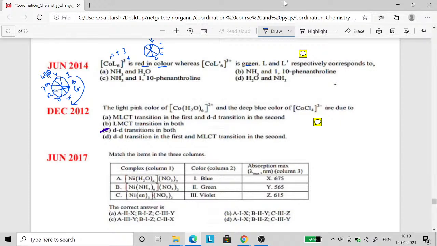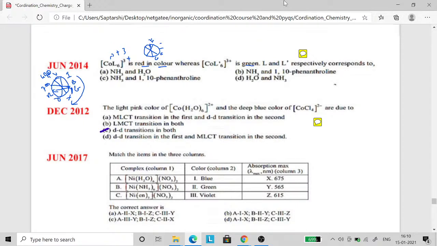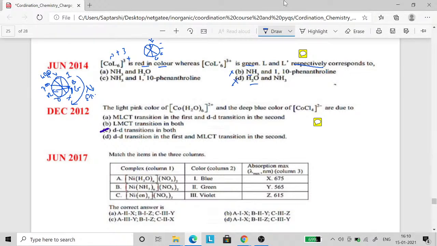So CoL6 3 minus is red in color, so it absorbs green color, so it's absorbing in this area, right? It's absorbing a lower wavelength. That means the energy of transition is high, right? And because the energy of transition is high, this has to be a strong ligand. It's given respectively, in the same order, so the first one has to be a strong ligand. So it cannot be H2O and NH3 because the first one is a weak ligand, or it cannot be NH3 and 1,10 phenanthroline because the first one is a strong ligand.